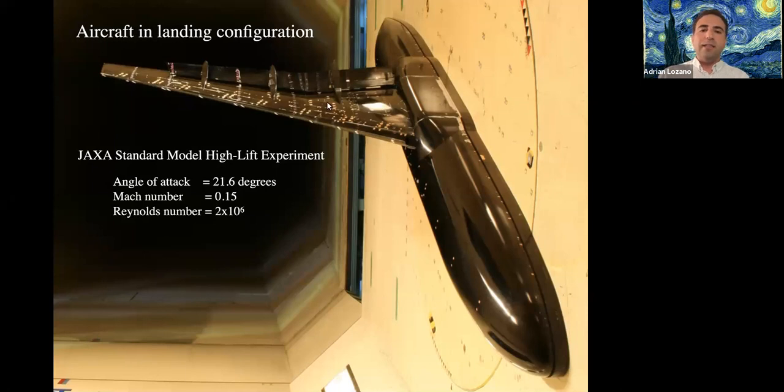This is called the JAXA Standard Model High Lift Experiment. You can see here how it looks. It's essentially an aircraft in landing configuration, and you can see that they have different probes here to measure the pressure. So this is a 21 degrees angle of attack. It's a very low Mach number because it's landing configuration, and the Reynolds number is of the order of 2 million.